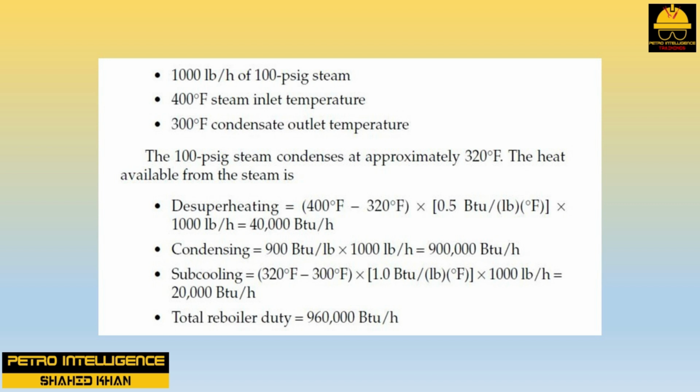The heat available from the steam is: superheating equals 400 to 320 degrees Fahrenheit times 0.5 BTU per pound degree F times 1000 pounds per hour equals 40,000 BTU per hour. Condensing equals 900 BTU per pound times 1000 pounds per hour equals 900,000 BTU per hour. Subcooling equals 320 to 300 degrees Fahrenheit times 1.0 BTU per pound degree F times 1000 pounds per hour equals 20,000 BTU per hour. Total reboiler duty equals 960,000 BTU per hour.